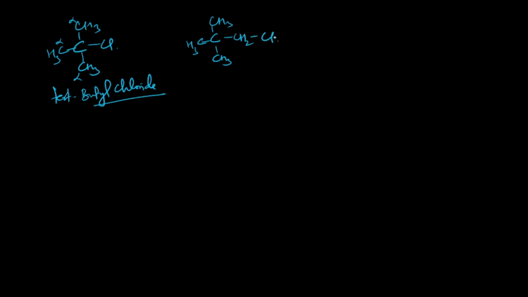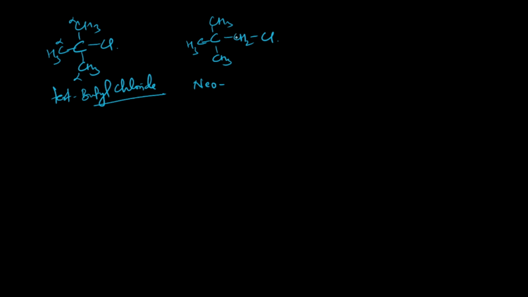So this will be your tertiary butyl chloride. Tertiary butyl chloride is 3 degree. Now one more is there that we call neo: CH3, then CH2 and chloride. So this will be your neo. Neo is a Latin word.